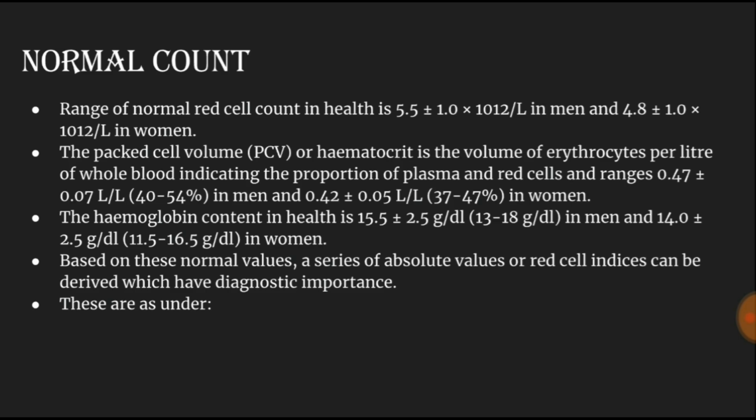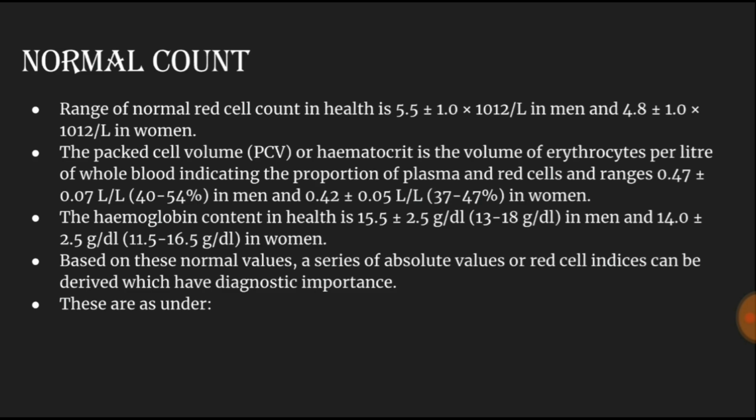The other one is the hemoglobin content, or the amount of hemoglobin present in a normal human body. In men it is 15.5 plus or minus 2.5 gram per deciliter, and in women it is 14.0 plus or minus 2.5 gram per deciliter. So the range is from 11.5 to 16.5 gram per deciliter in women, and 13 to 18 gram per deciliter in men.